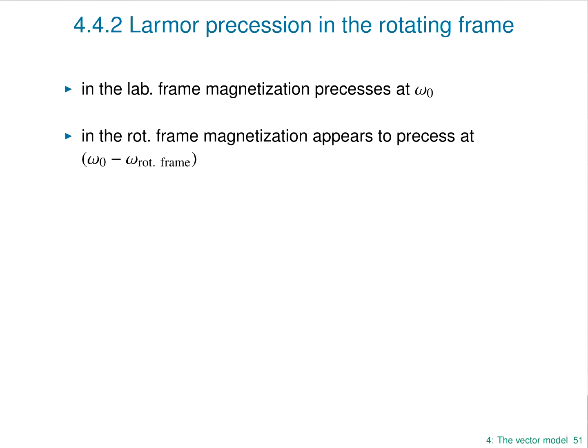So in the rotating frame, the Larmor frequency changes. Now, you have to bear in mind, I'm not saying the Larmor frequency actually changes, it just changes because you're looking at it from a different point of view. This quantity, the difference between the Larmor frequency and the rotating frame frequency, is called the offset, capital omega. We'll use this term a lot, the offset.